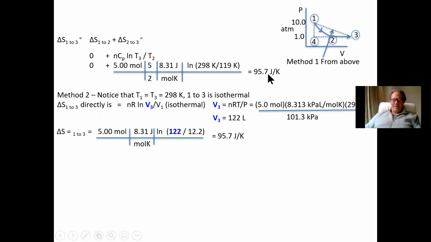We end up, guess what? Same answer, 95.7 joules per Kelvin. Now, if for some reason you don't get exactly the same answer, it could be simply a rounding error when you're sticking numbers in your calculator.